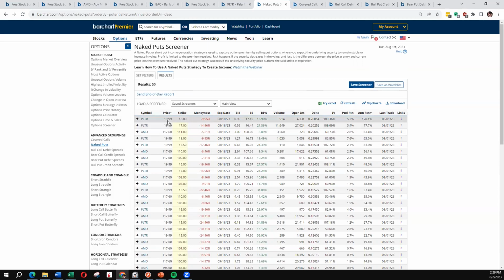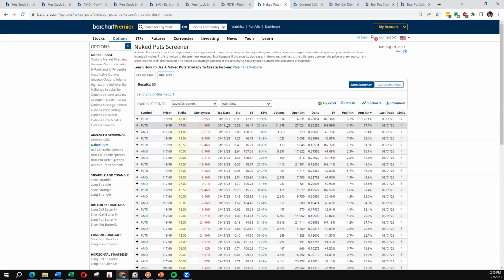Maybe I want to look for something a bit more risky like Palantir. 10% out of the money, so a nice decrease to our break-even price. But because the IV is so much higher on a stock like this, because it has a much higher beta, the potential return is a lot higher. Obviously, with high returns comes higher risk because there's more risk that a stock like Palantir could move 10% in a day, whereas that tends not to happen with Apple anymore.